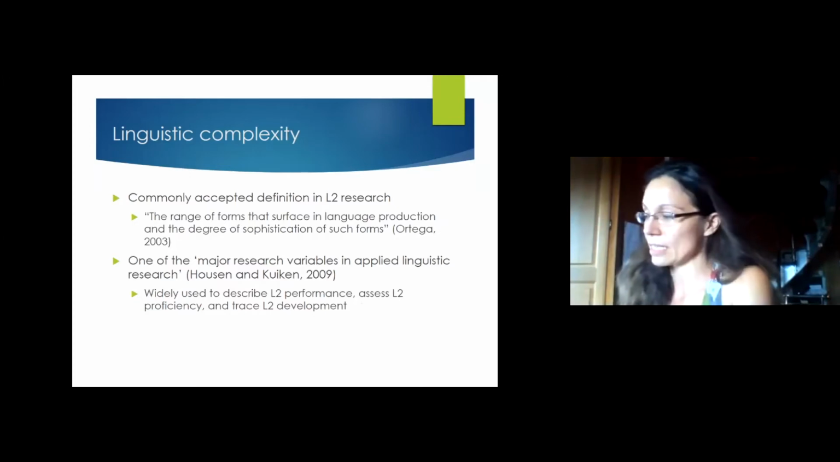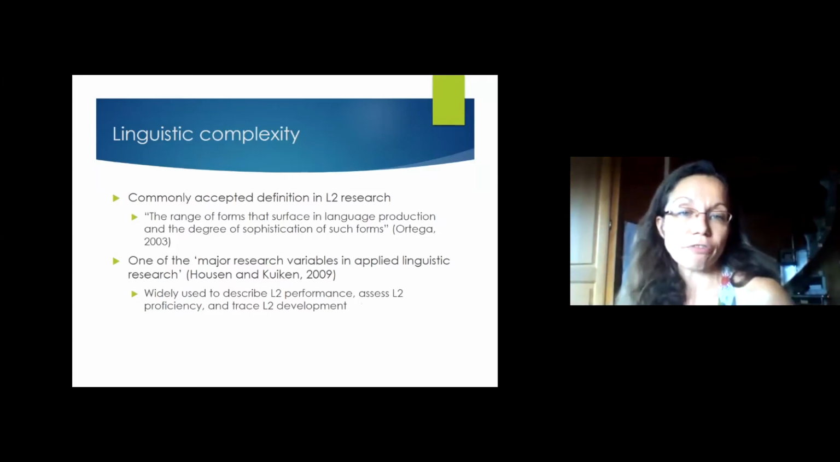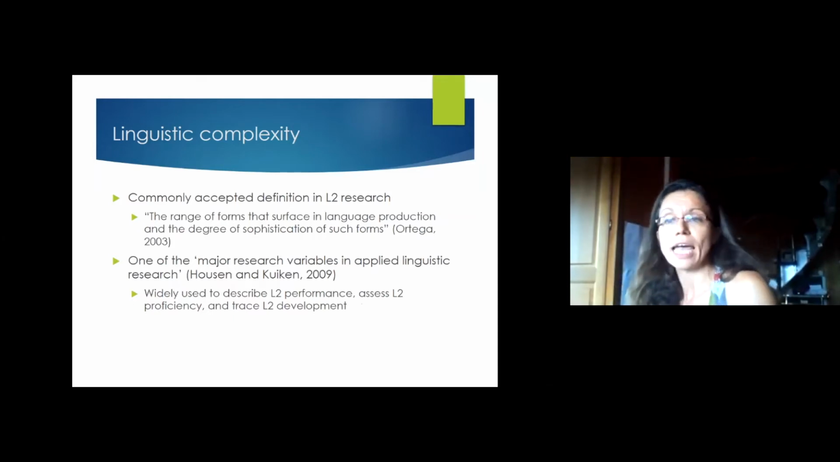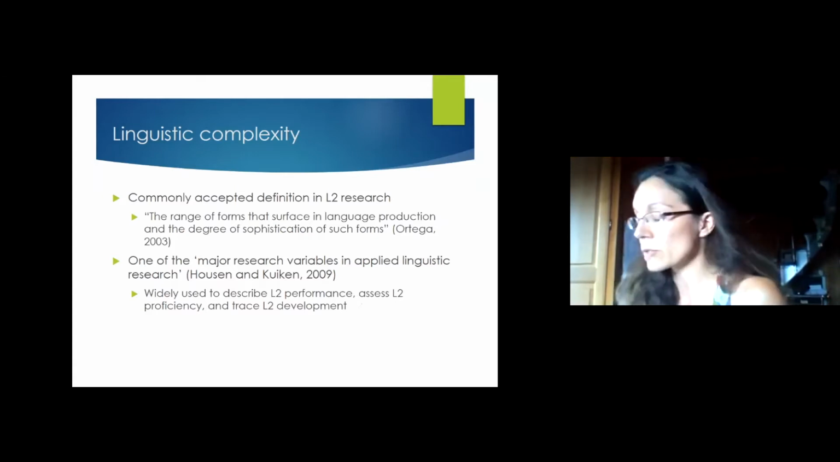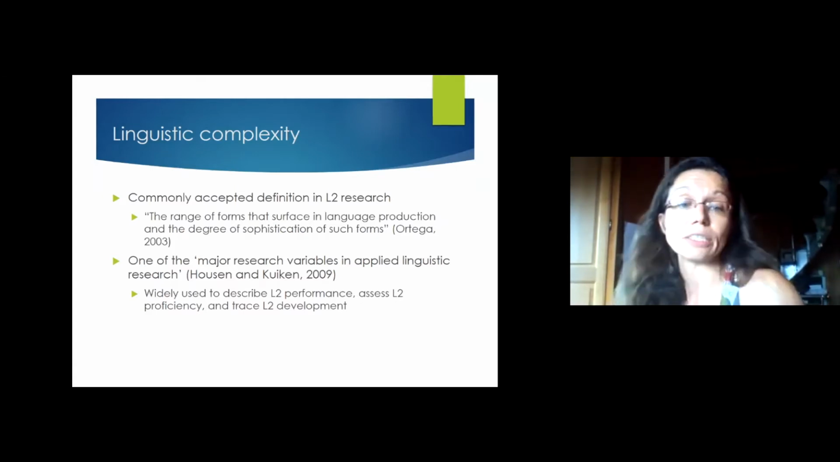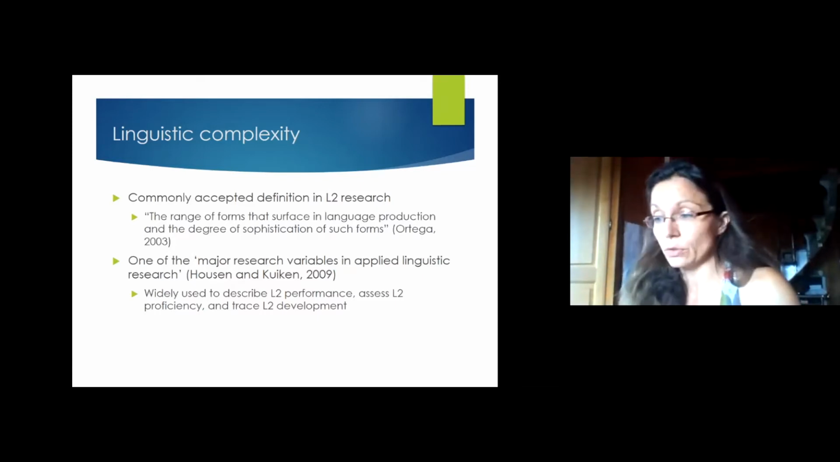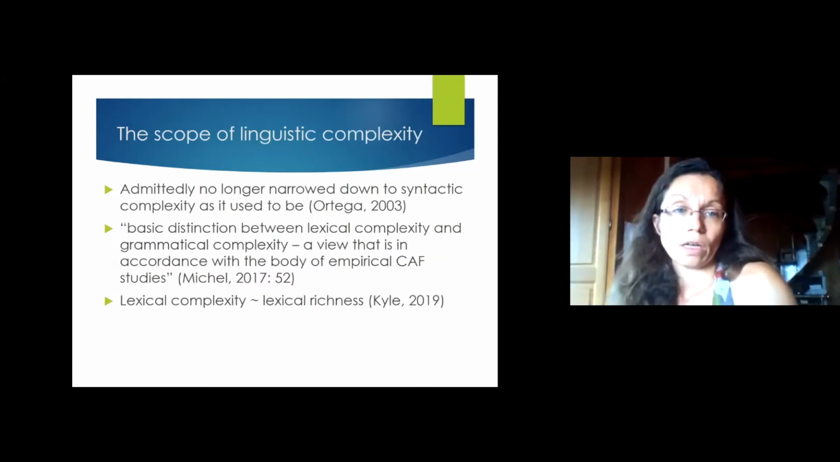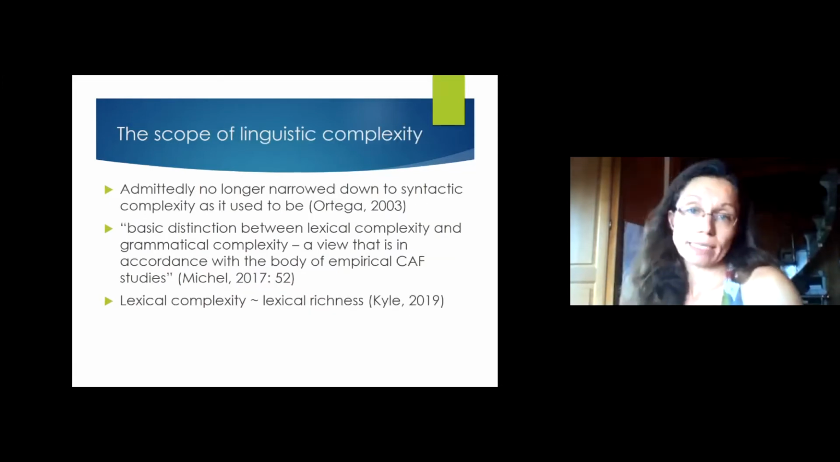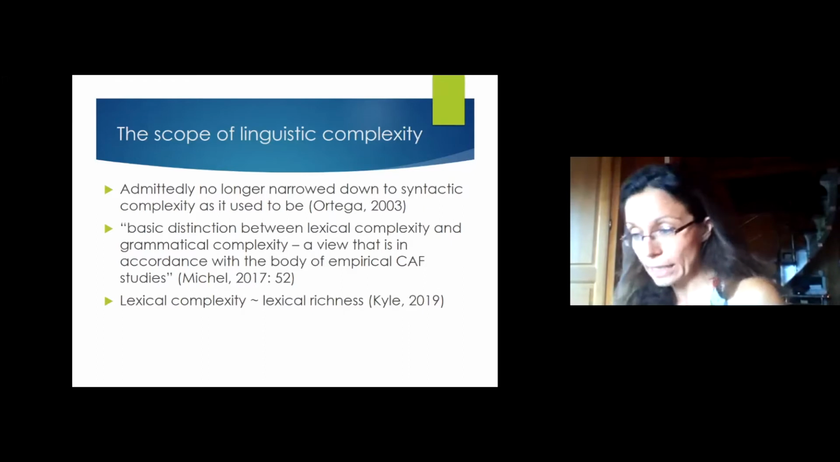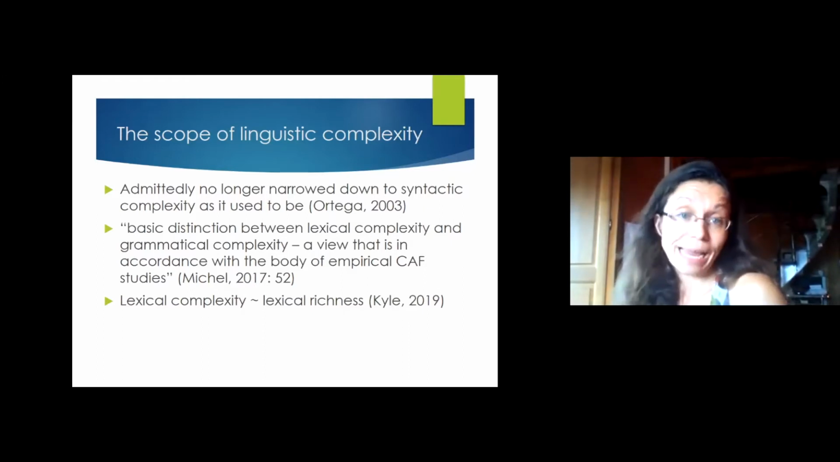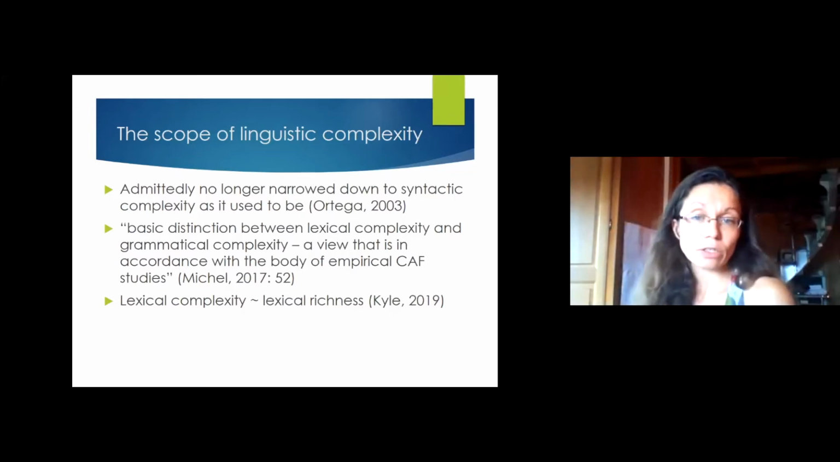Linguistic complexity is commonly defined as the range of forms that surface in language production and the degree of sophistication of such forms. And it's one of the major research variables in applied linguistics research. It's widely used to describe L2 performance, assess L2 proficiency, and trace L2 development. Admittedly, the scope of linguistic complexity is no longer narrowed down to syntactic complexity as it used to be. In applied linguistics today, there is a basic distinction between lexical complexity and grammatical complexity.